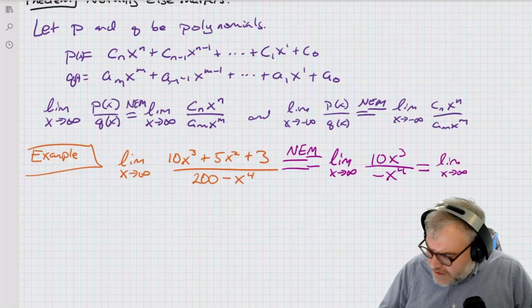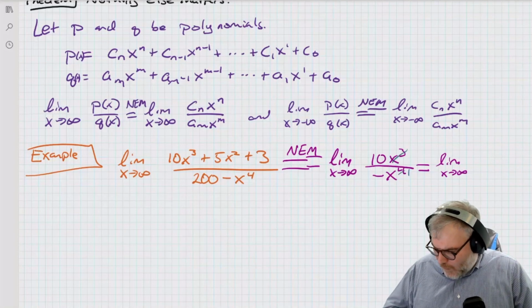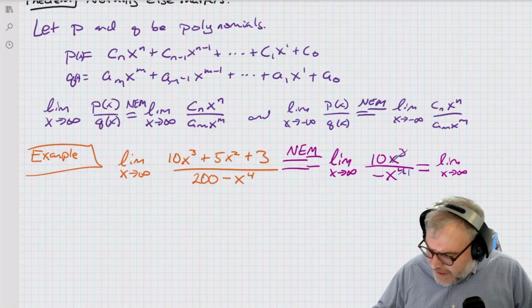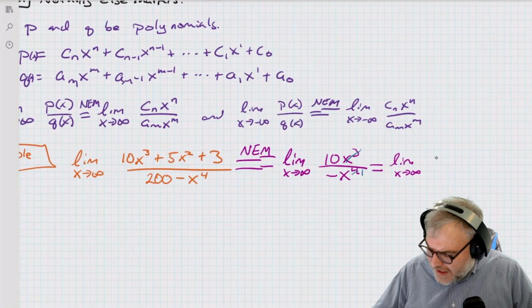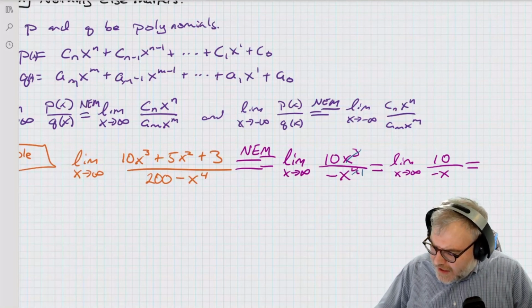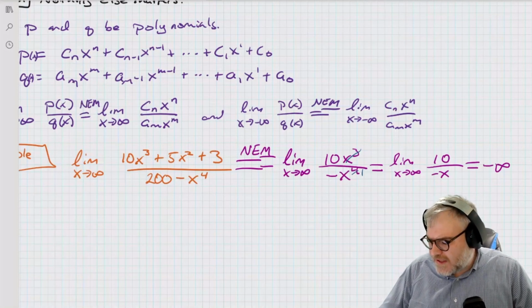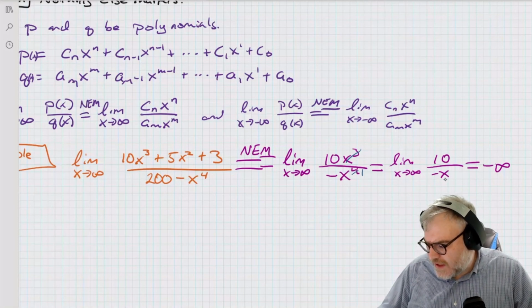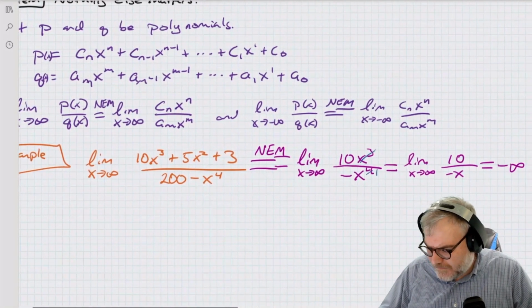So these things are going to cancel. This whole x cubed is going to cancel. That's going to become a 1. And I wind up with the limit as x goes to infinity of 10 over negative x, and that is going to equal negative infinity, right? Because that's negative 1 over x, or negative 10 over x. You actually don't care what the coefficient is at that point because you go to negative infinity.